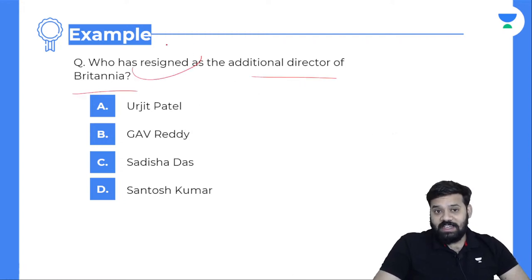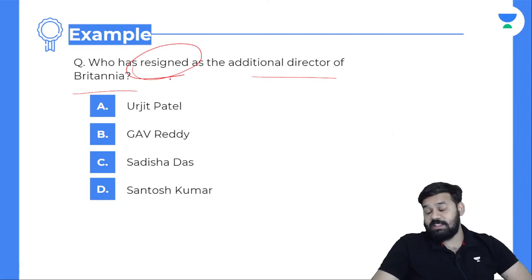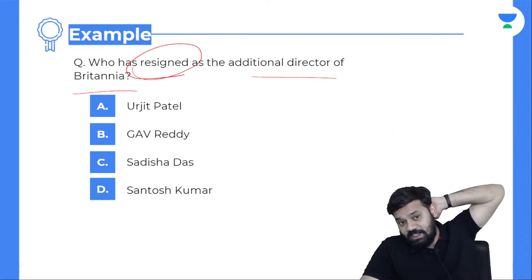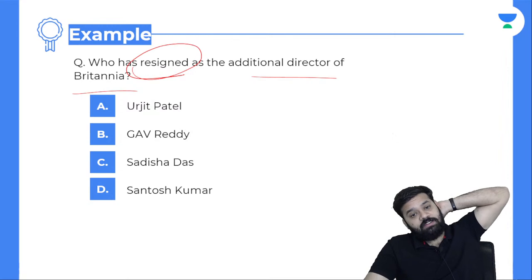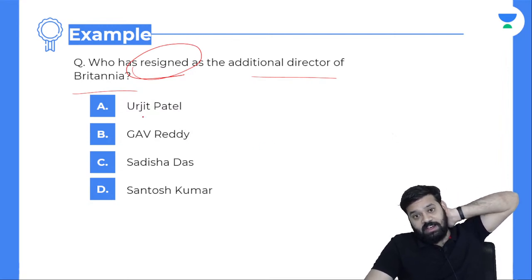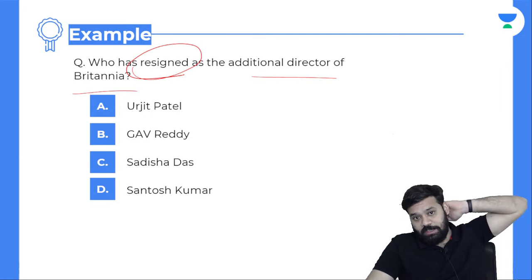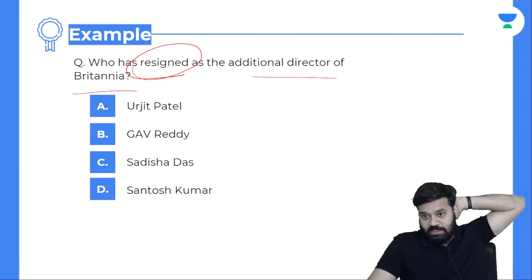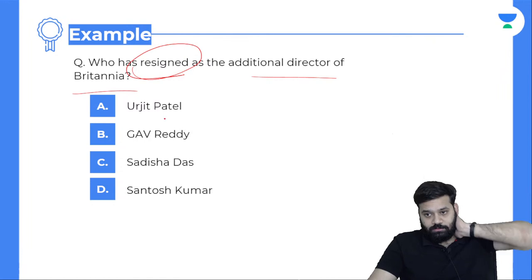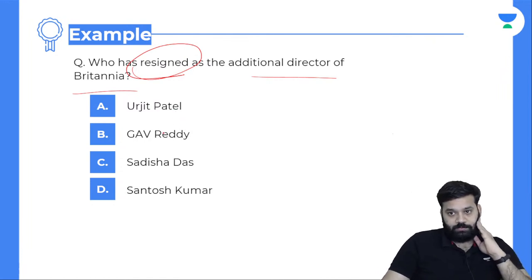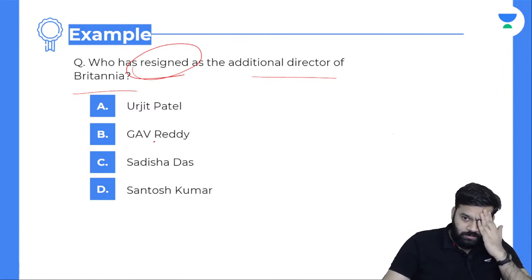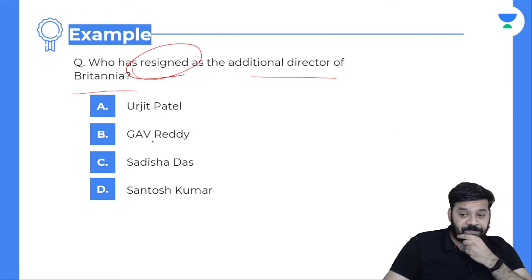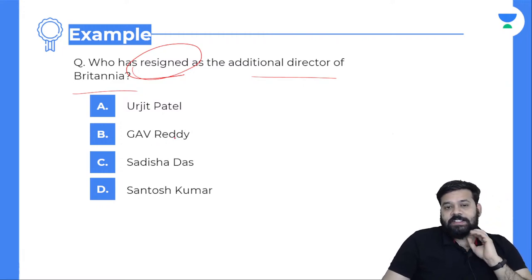Moving forward, who has resigned as the additional director of Britannia? Is it Urjit Patel, G.A.V. Reddy, Sadisha Das or Santosh Kumar? Who is it who has resigned as additional director of Britannia?